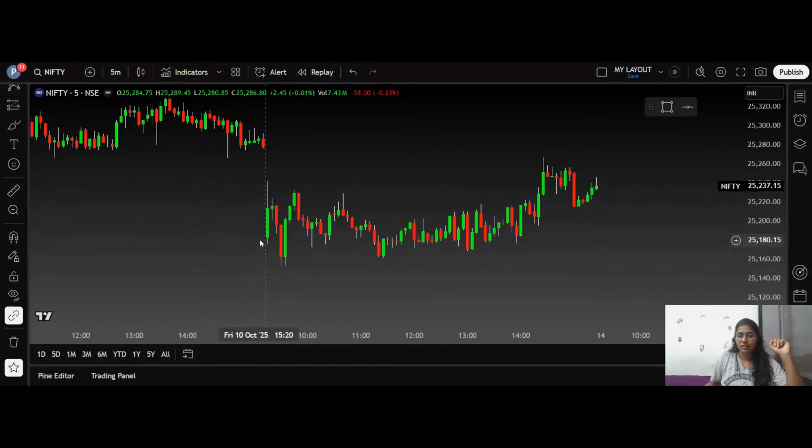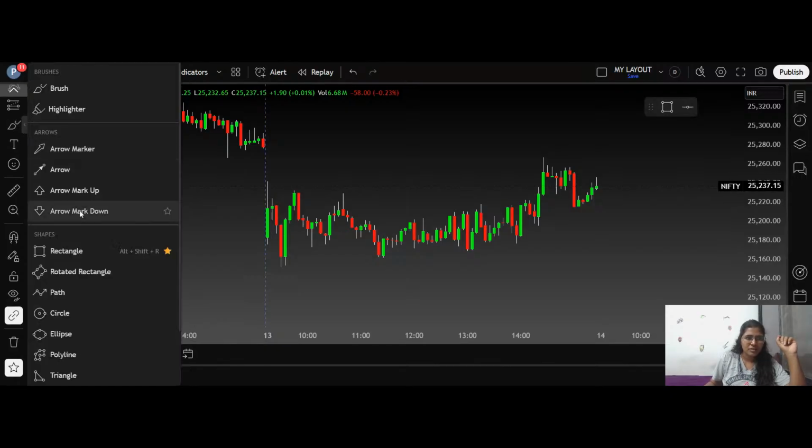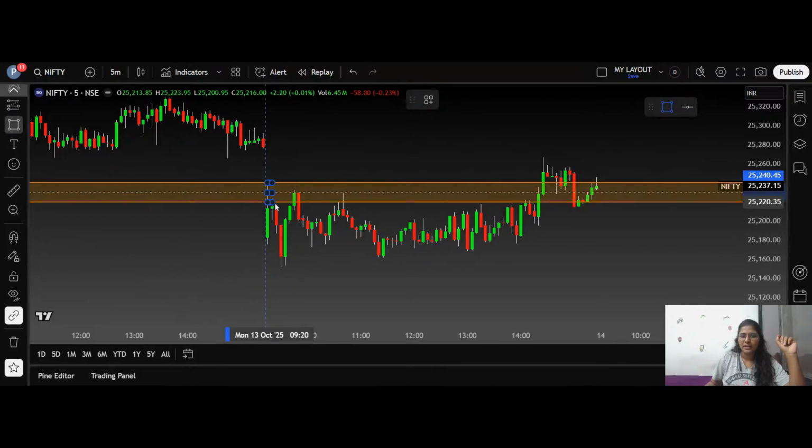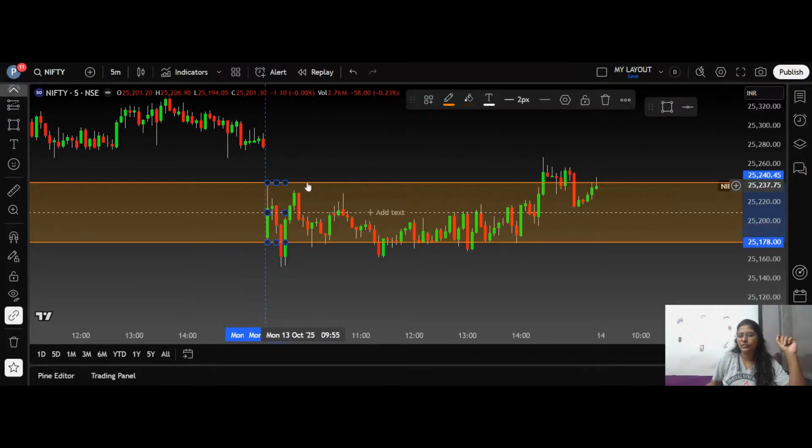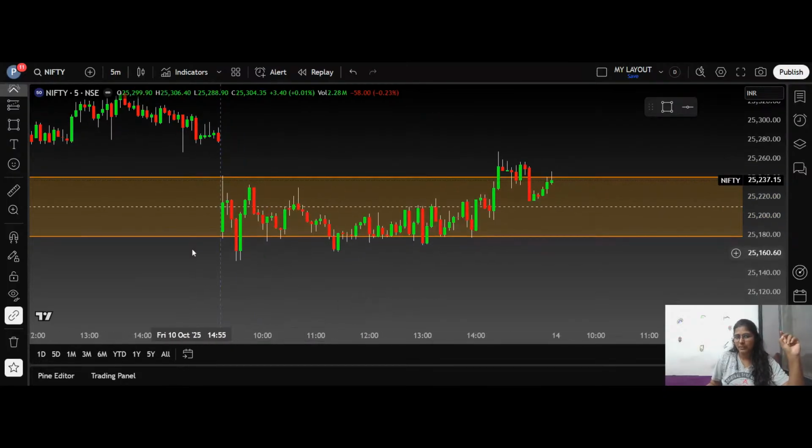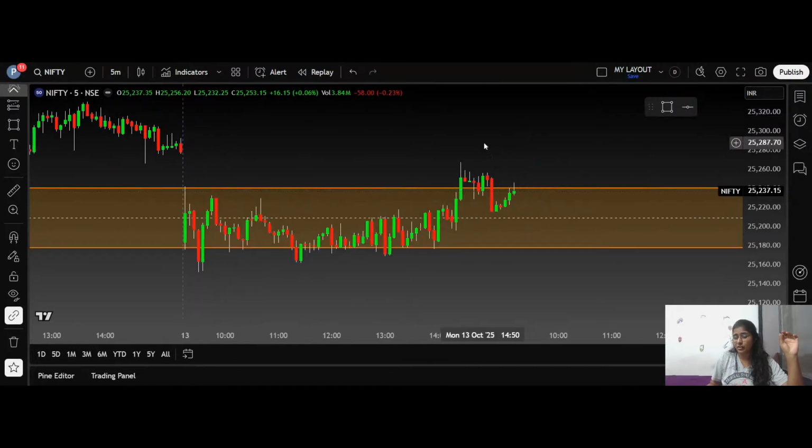I am thinking that in every 5-minute candle, if I make a rectangle here of every 5 minutes, in the first 5 minutes the market touches the uptrend and it comes down. And when it crosses either the upper line or the lower line, the market will go up or down.